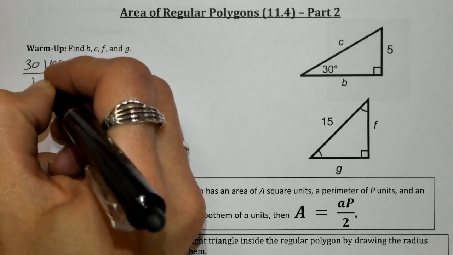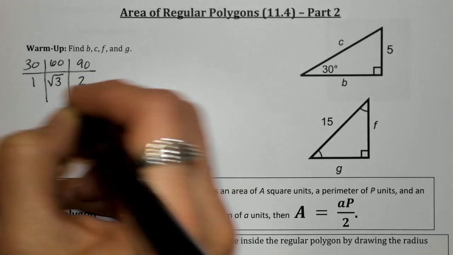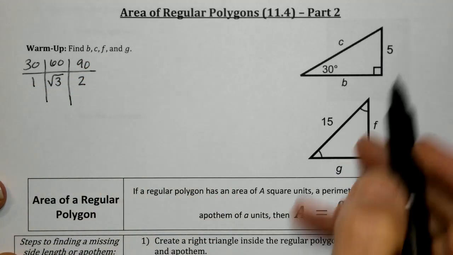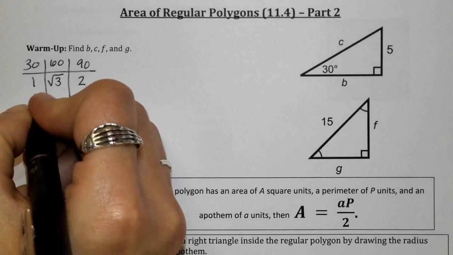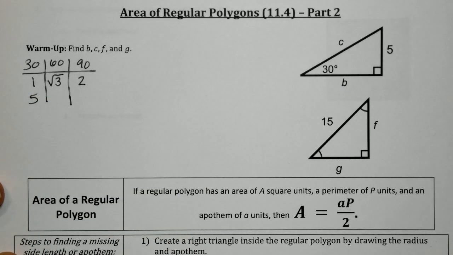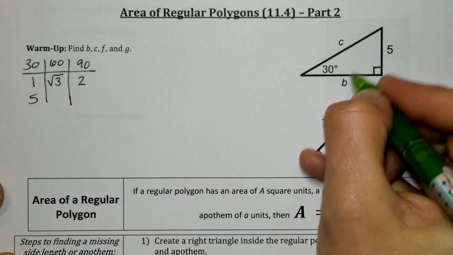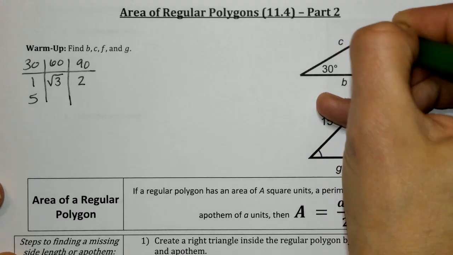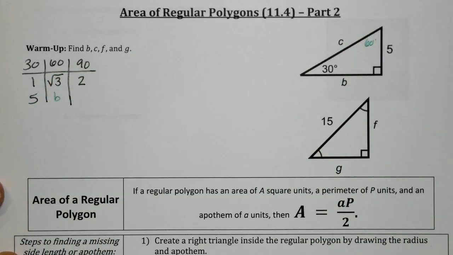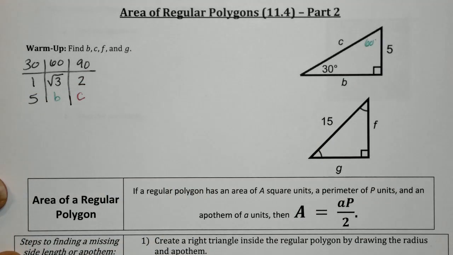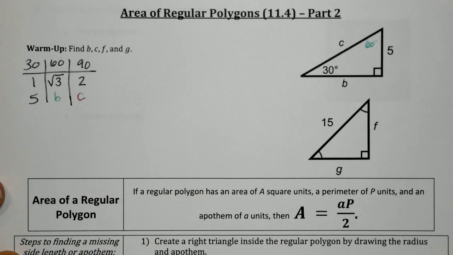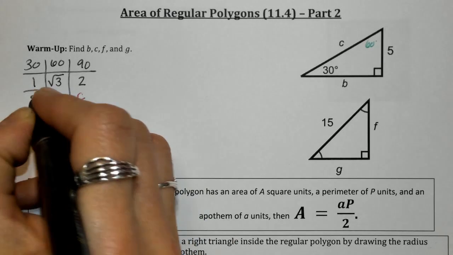of 1, square root of 3, and 2. Here we're given across from the 30 is going to be 5. And then B is across from the 60 degree. And C is across from the 90 degree. So when we're solving this, we'll go ahead and first solve for B.